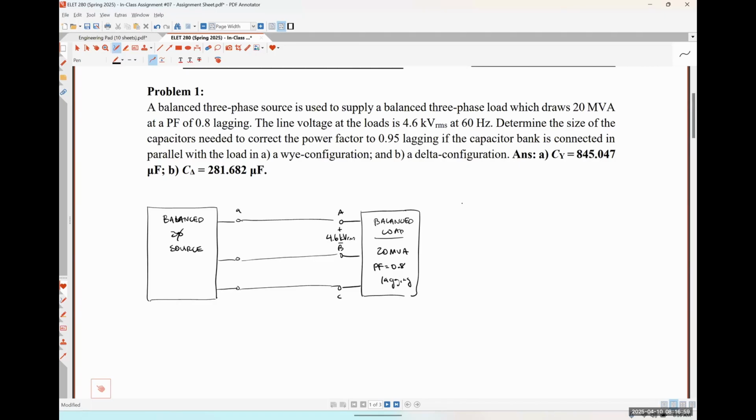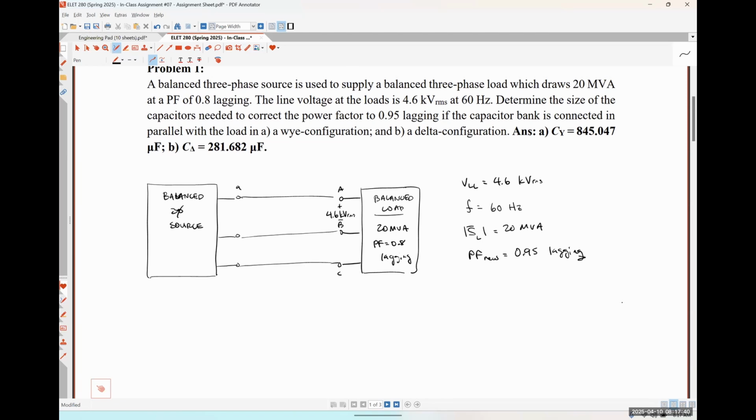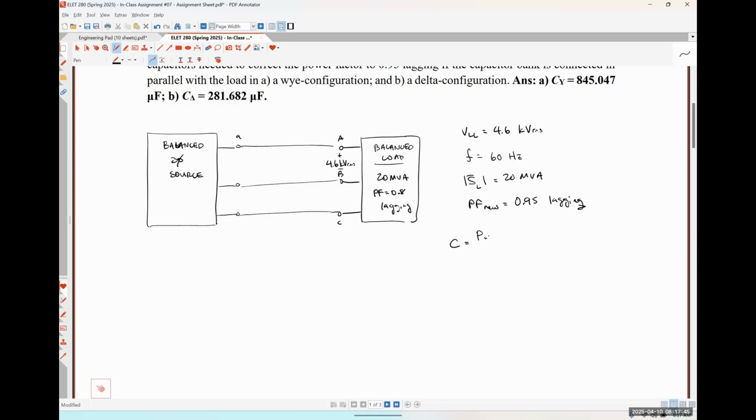Let me write some things down here. V_LL, the line voltage at our loads, is 4.6 kilovolts RMS. Our frequency is 60 hertz. The magnitude of the complex power absorbed by our loads is 20 megavolt amperes, and PF new, what we're aiming for, is 0.95 lagging. Okay. Ultimately, we are going to use the following equation: C is equal to P old times the tangent of theta old minus the tangent of theta new, divided by omega times the magnitude of the voltage drop across the capacitor squared.